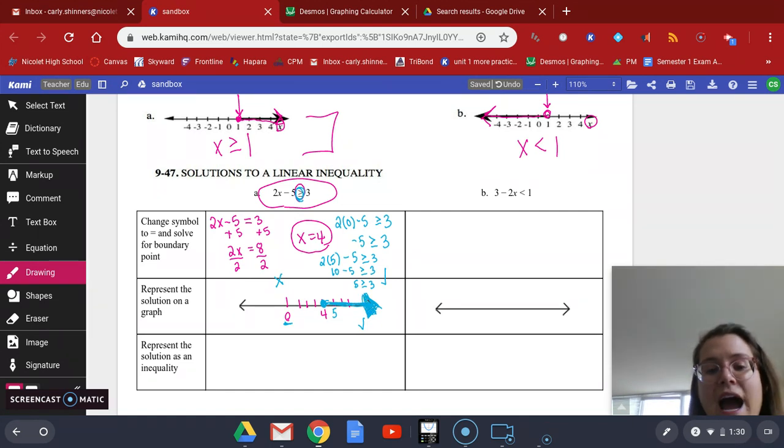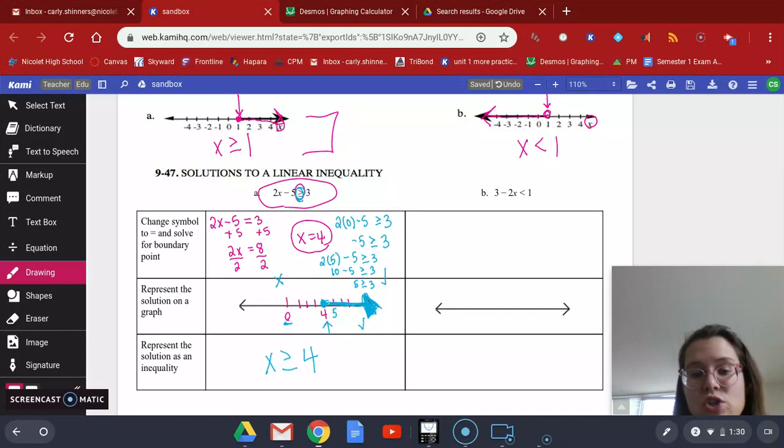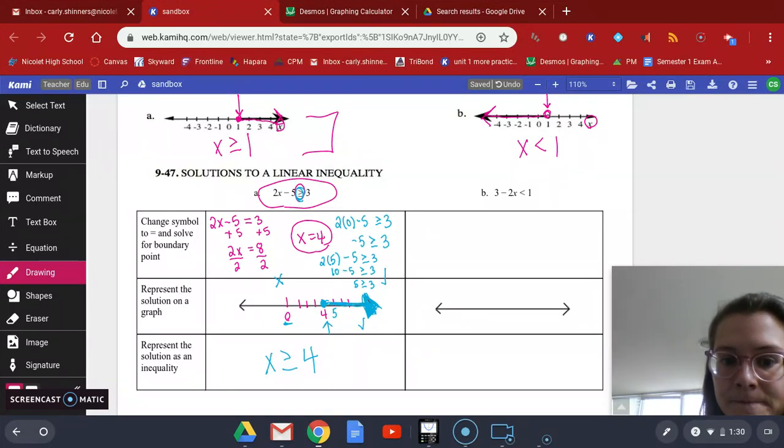Alrighty, so now I just need to write that as an inequality. So that's what we did above here. That's just going to be x is greater than or equal to, since it's filled in, 4, right? 4 is my boundary. My solution is to the right, so it's greater than or equal to 4.